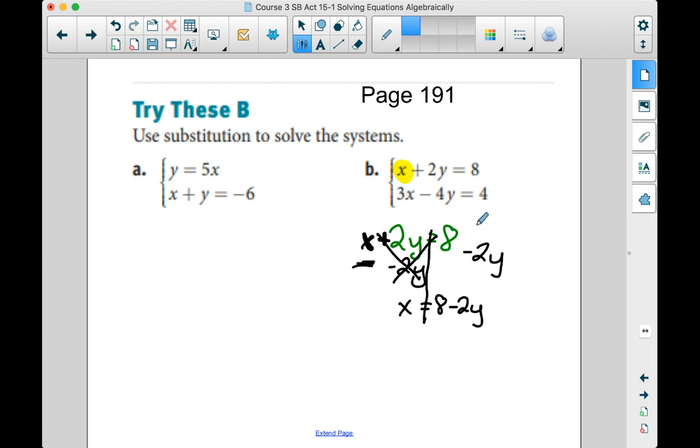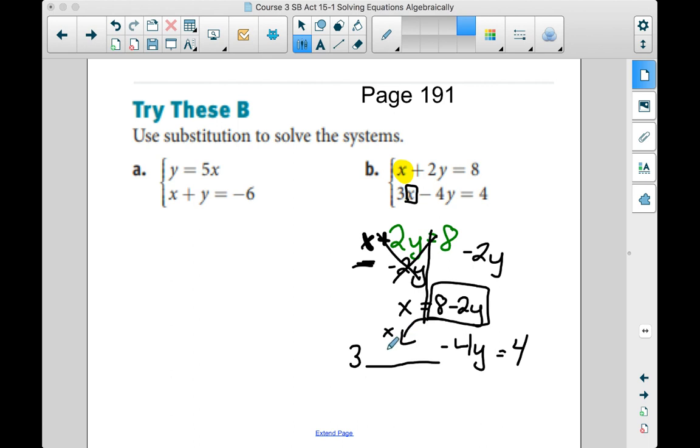So I know that. So now I'm going to go down to my second equation, and I'm going to substitute that in for x. So I have 3 times x, that right there is my x, minus 4y equals 4. So there's my x, and I'm going to take this expression that is equal to x, and I'm going to substitute it in right there. 8 minus 2y. And again, I'm going to put parentheses around it.